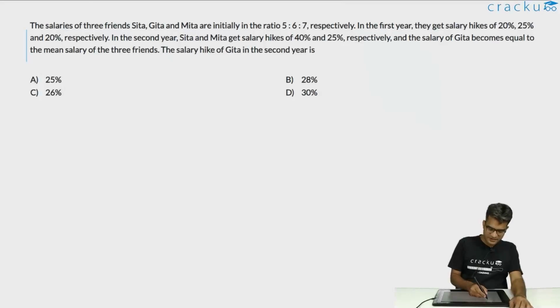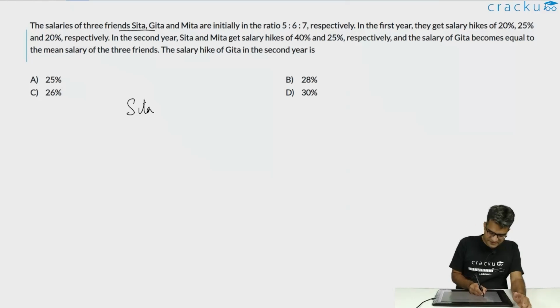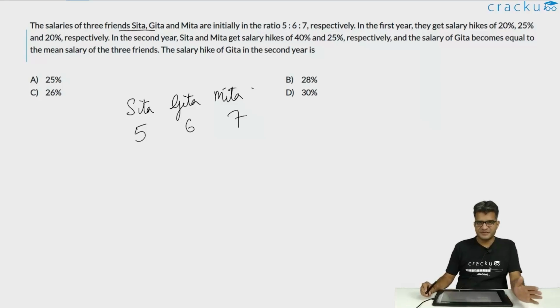In this question, we are told that the salary of three friends, Sita, Geeta and Meeta, were initially in the ratio of 5:6:7. So this is Sita, this is Geeta, and this is Meeta. The ratio is 5:6:7. So let us assume that the initial salary of Sita is 5x. So that of Geeta is 6x and Meeta is 7x.